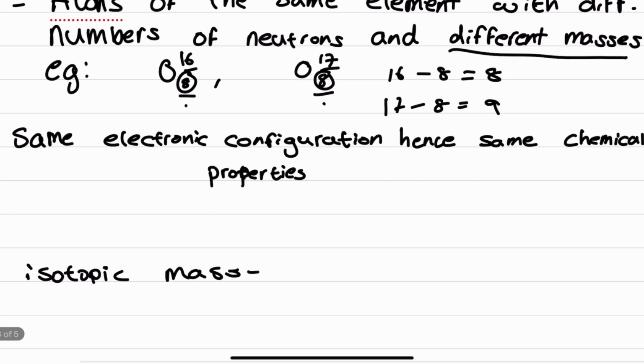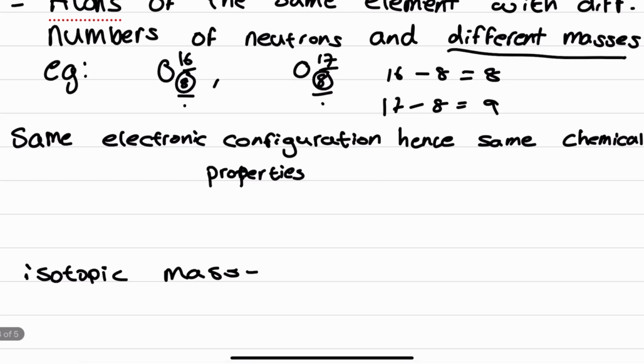Now, there's a very specific phrase that you must remember in this bullet point, which is this: the same electronic configuration. You cannot say they have the same number of electrons. You must say electronic configuration. Now, this becomes more relevant later on in the specification, but for now, you just must remember same electronic configuration.